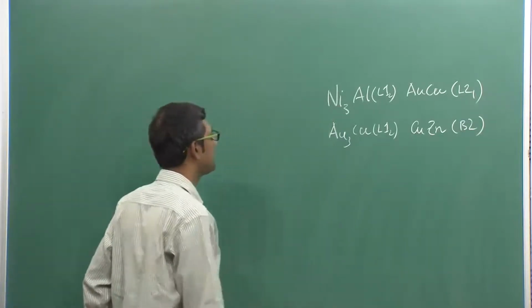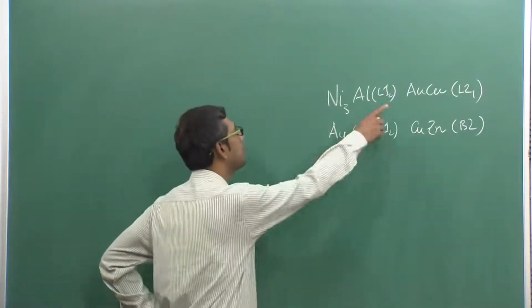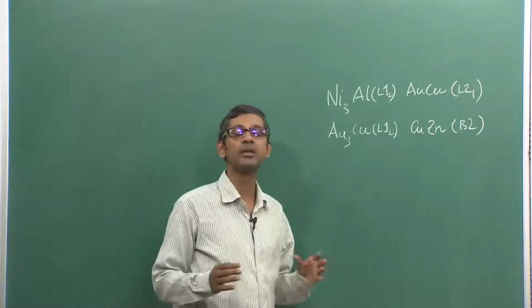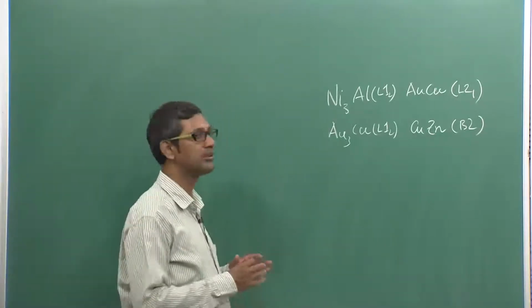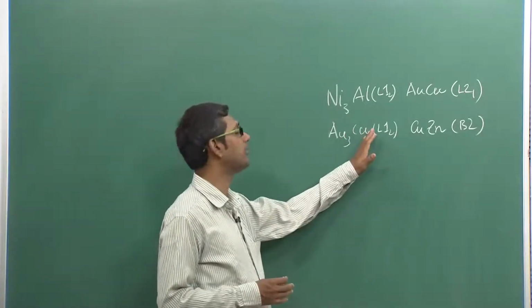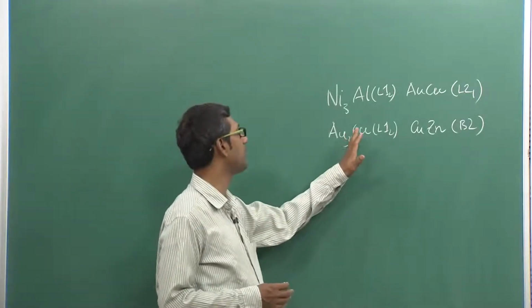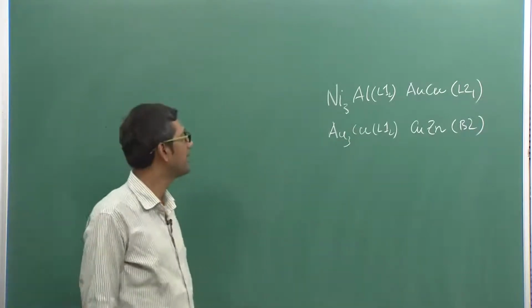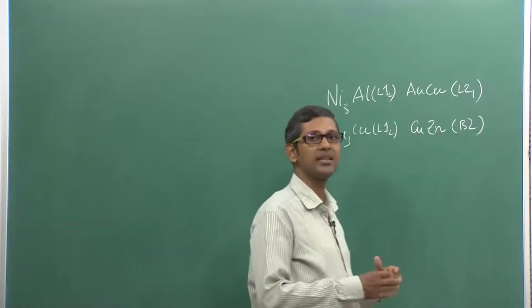If I talk about AuCu and Au3Cu, both of them accommodate about 5 to 10% compositional differences. Suppose this is 75-25; you can actually go from 65 to about 85. Similarly, copper can be changed like that. Copper zinc actually has a large compositional range.